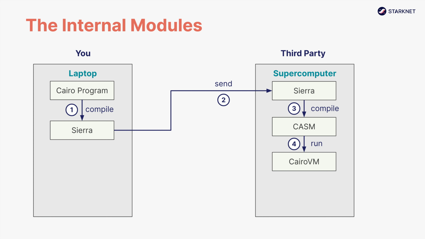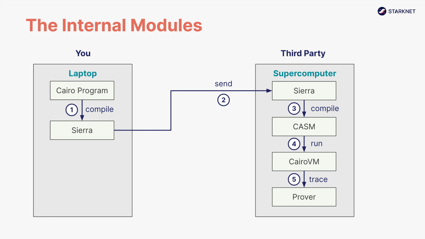The output of the Cairo virtual machine is a trace that is sent to another module called the prover, which would be in charge of creating a validity proof attesting to the integrity of the execution. The output of the prover would be the output of the computation and the associated validity proof.